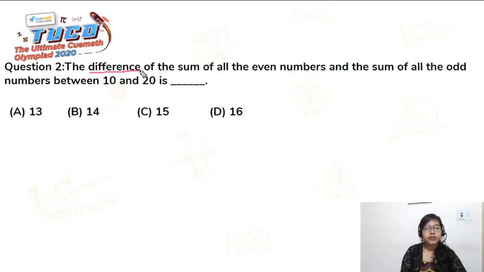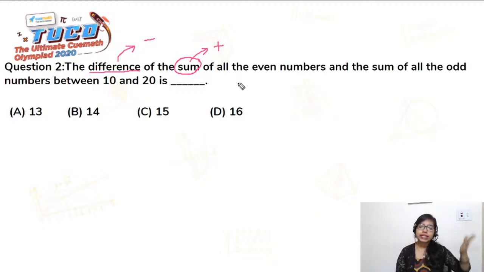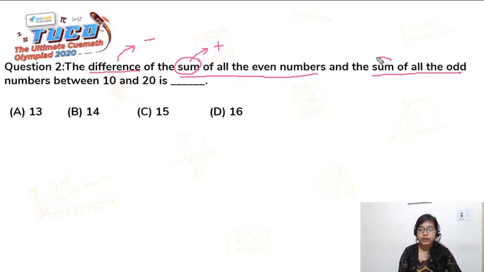This is a very basic word problem. The first thing is, what do you have to calculate? Difference. What do you mean by difference? Difference means minus. Of the sum. So this sum is the addition of all the even numbers. You have to calculate the difference of the sum of the even numbers and the sum of all the odd numbers, so the addition of all the odd numbers between 10 and 20.